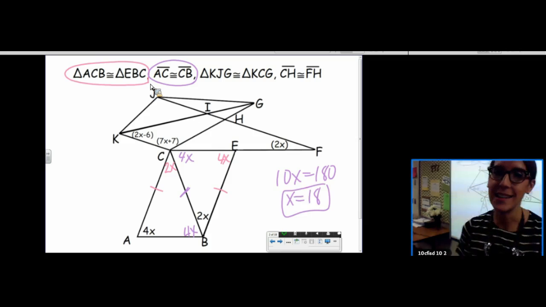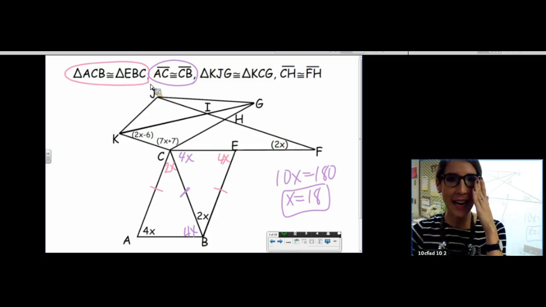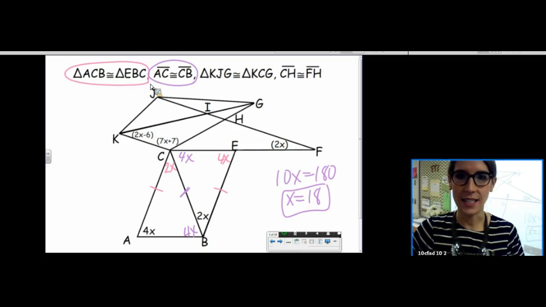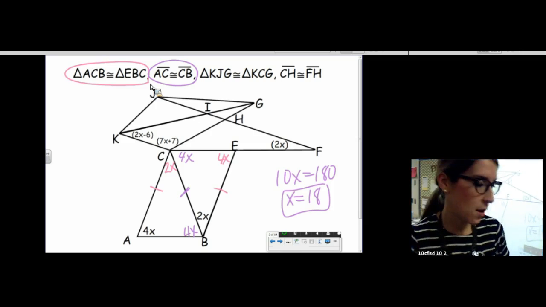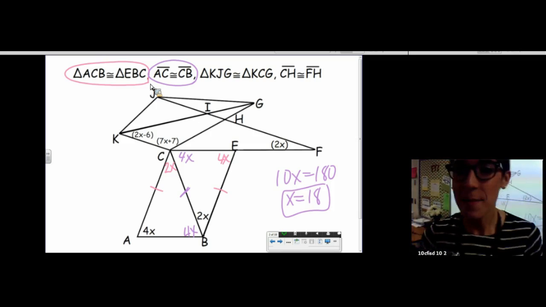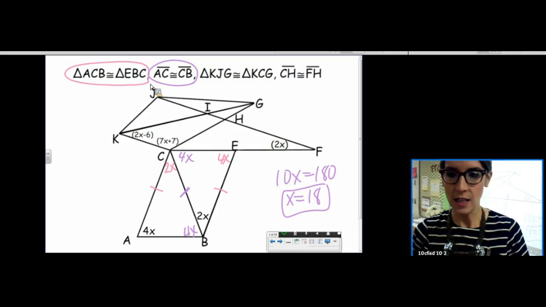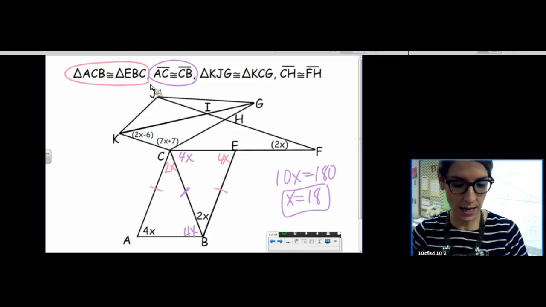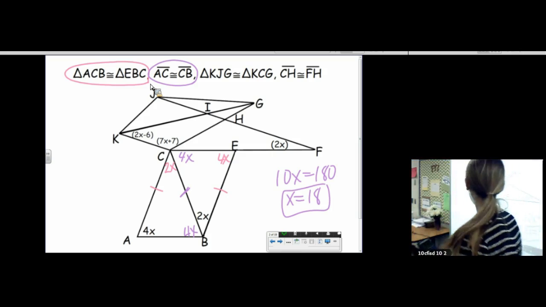Now the great thing is, once we know x, x cannot represent different values within the same problem. X is x in the same problem. So I can take that 18 and I can plug it in everywhere I see an x. So let's do it. I'm not going to read the next statement up at the top. I'm going to solve for as many angles as I can. So let's start with the base angles.